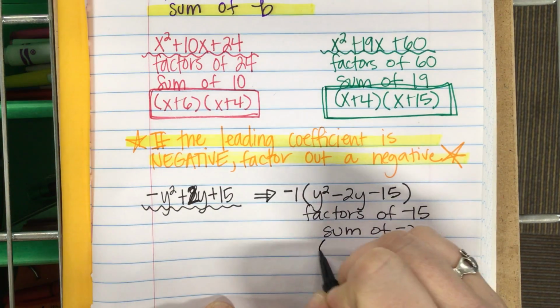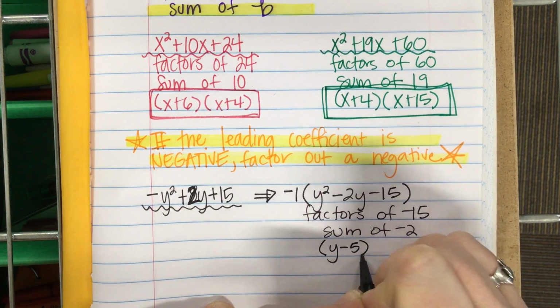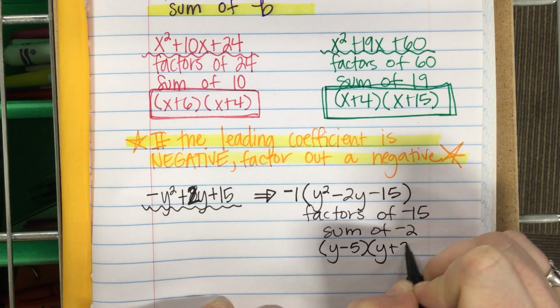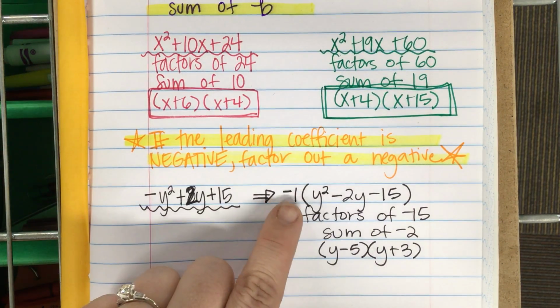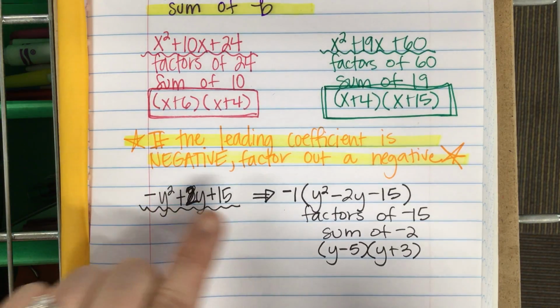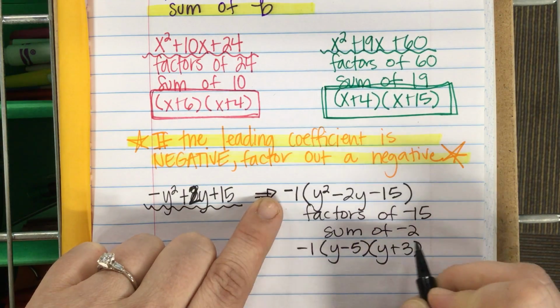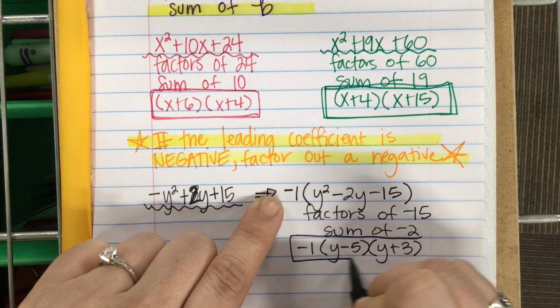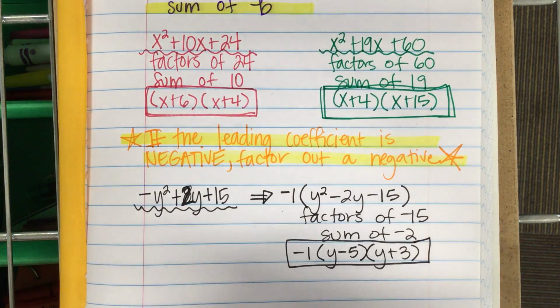Negative 5 and positive 3. So y minus 5 and y plus 3, but that's not my answer because I have a leading coefficient that was negative. I factored out negative 1. And that's my solution.